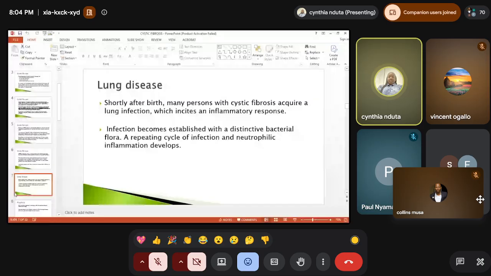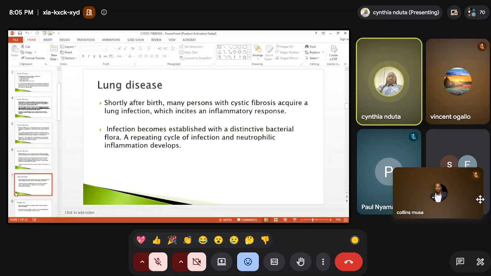When you have such a genetic problem, shortly after birth, so remember it is genetic, these babies, these newborns, have a lung infection. The lung infection incites an inflammatory response. And then more fluid is produced, it is viscous, it is dry, and the cycle continues.